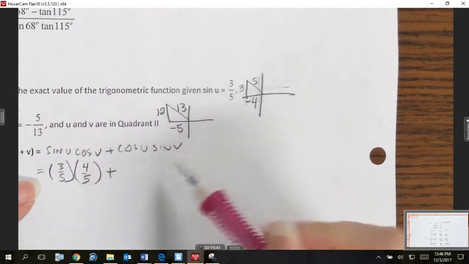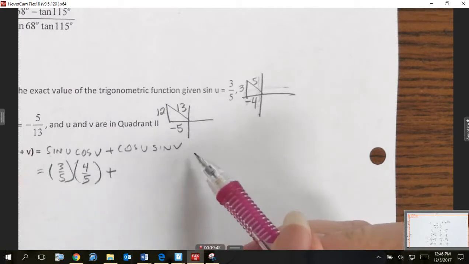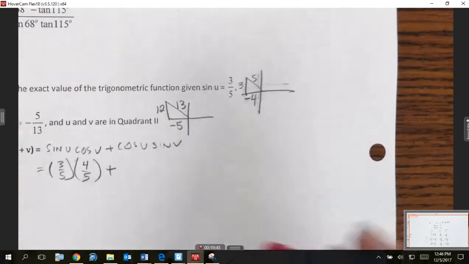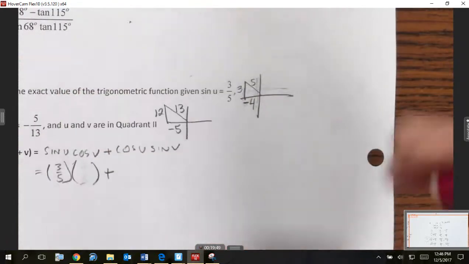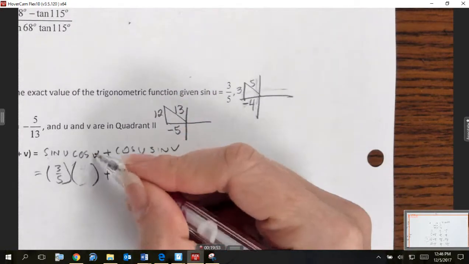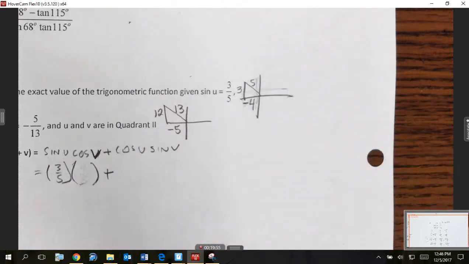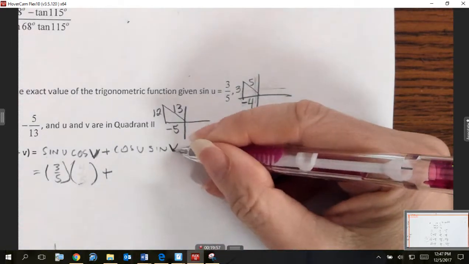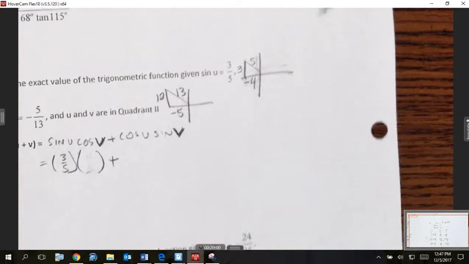Then plus cosine u. Nope. Is that a v or a u? Never mind. I don't think I can read my own handwriting. Let's try this again. I'm sorry. I just can't read my own handwriting. This should be a v. Yeah. You think I could draw a v since that's what my name starts with.